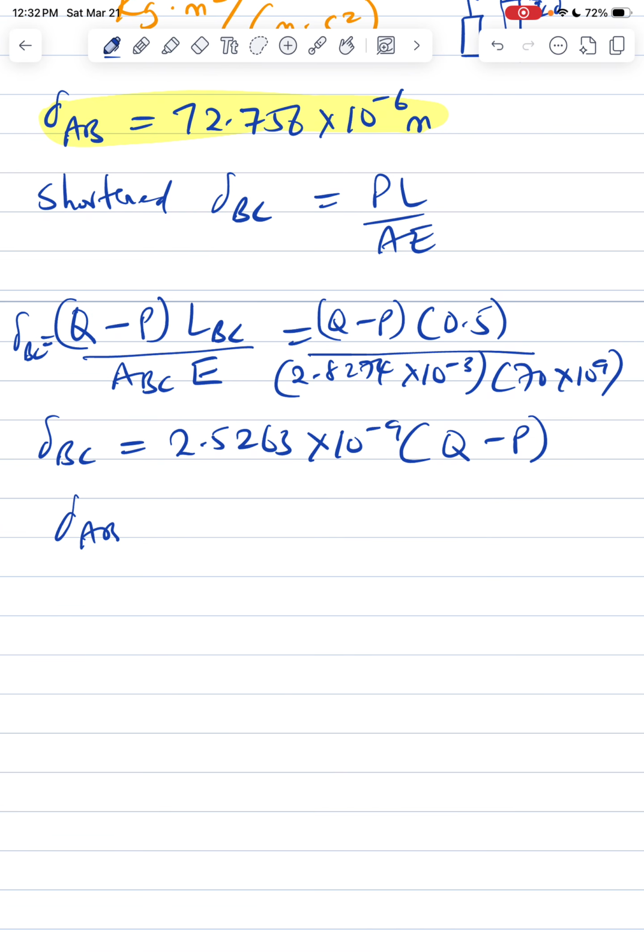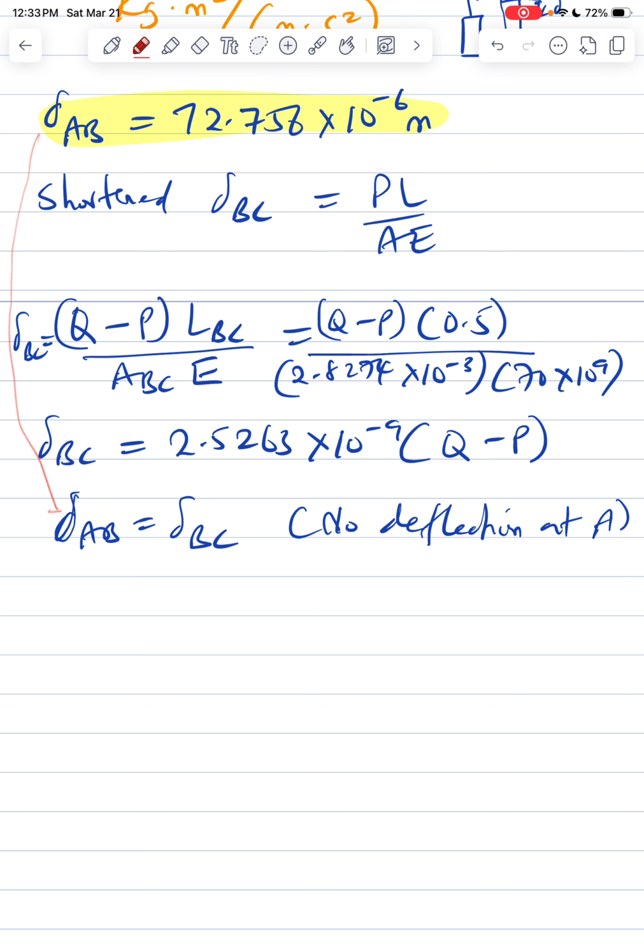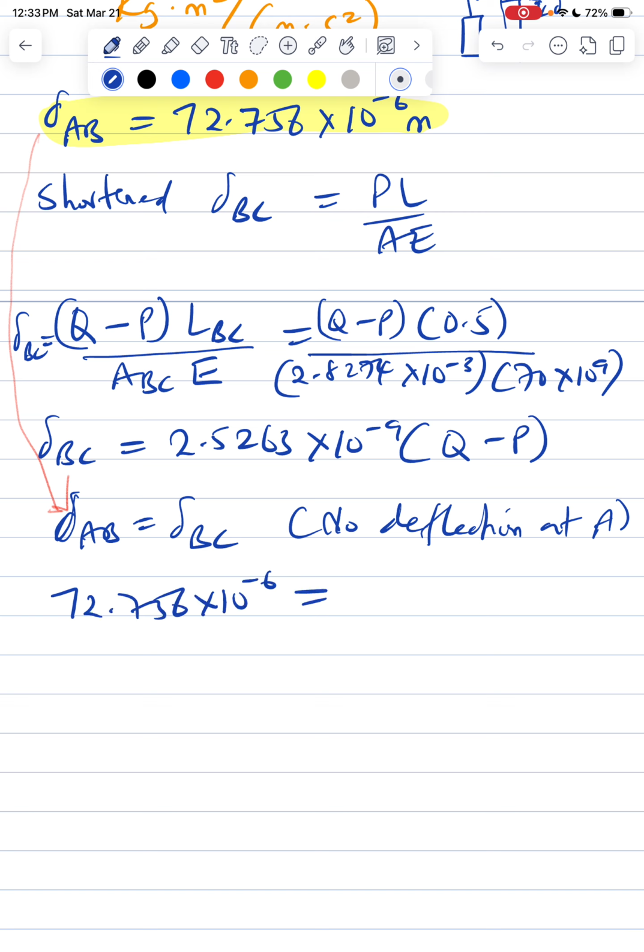So delta AB equals delta BC, no deflection at A. Now, we already have delta AB, which is this one here. So that is 72.756 times 10 raised to the power minus 6, equal to delta BC.